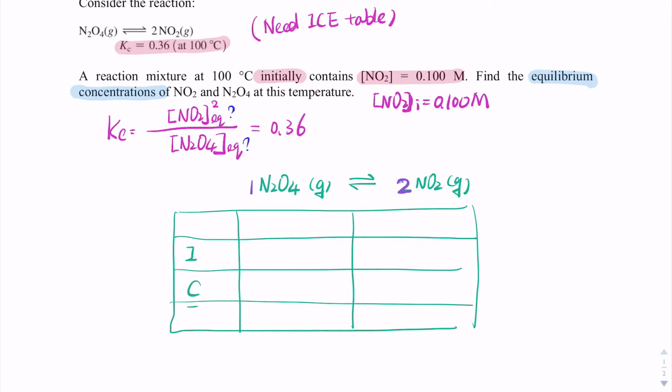ICE: I is initial, C is change, E is equilibrium, the whole table based on molarity. The columns will be N2O4 and NO2. Initially we know the concentration for NO2, which is 0.1, and the initial concentration for N2O4 is 0. It's implied because initially you only have the NO2. So like we said, the next step is expressing Q and then comparing with K.